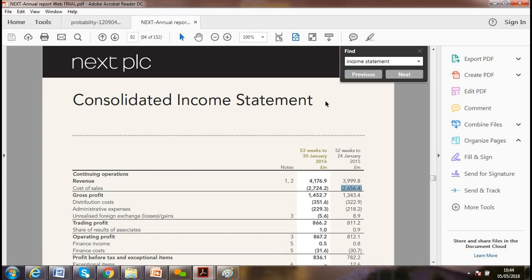We can do exactly the same with sales, because if our sales are increasing by a higher percentage than the cost of sales, it means our gross profit is increasing more. Okay, let's do gross profit divided by sales revenue figures. Let's see 2016: 1452.7 divided by 4176.9.